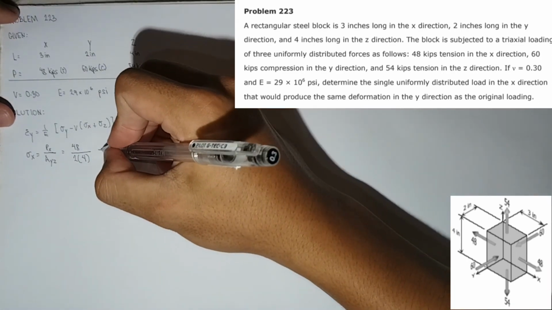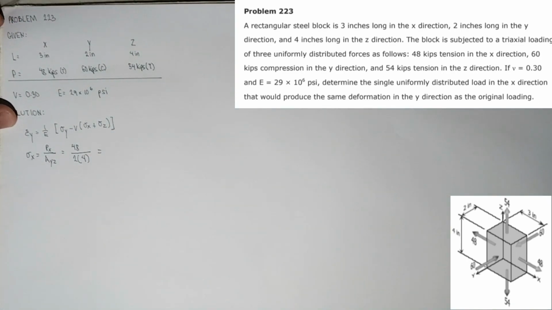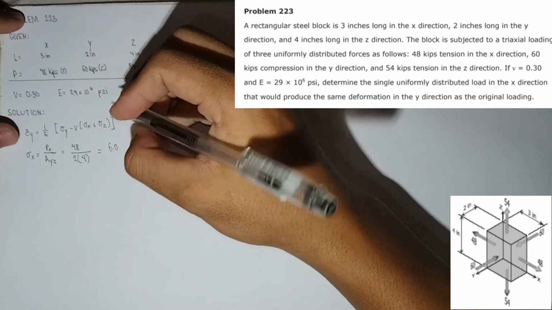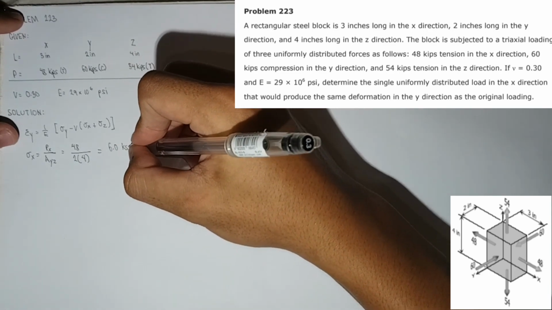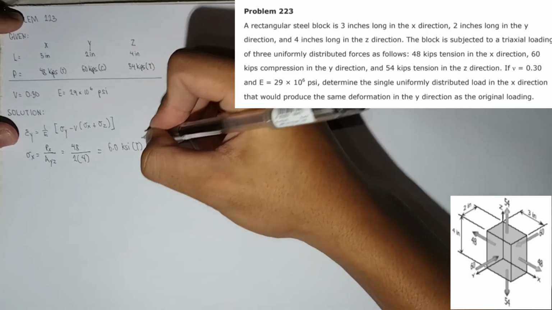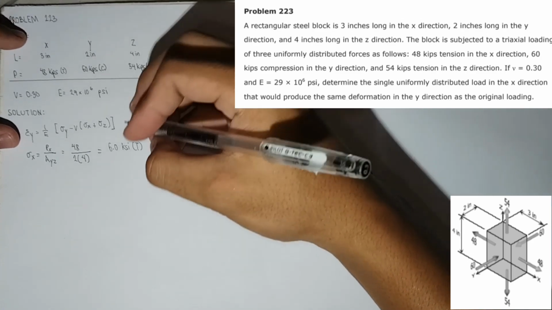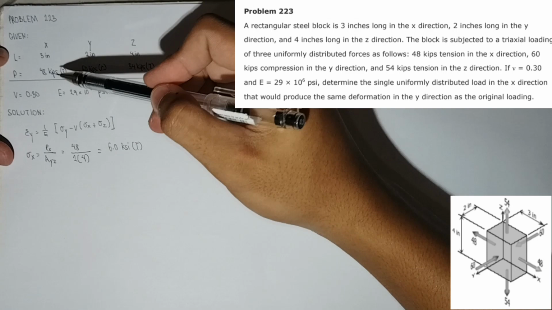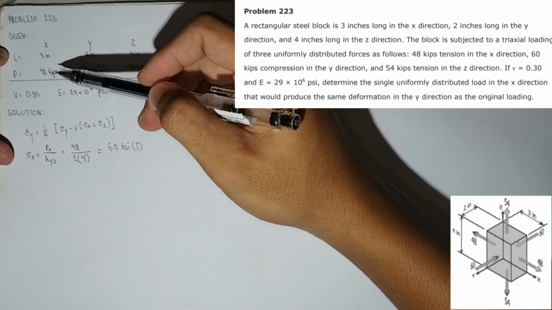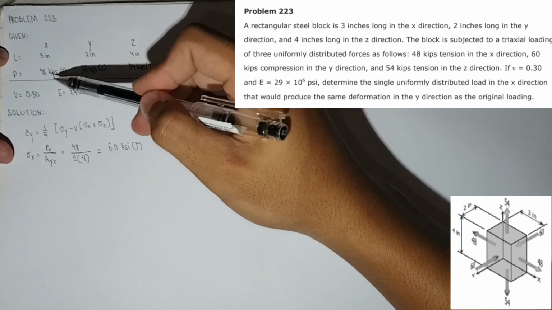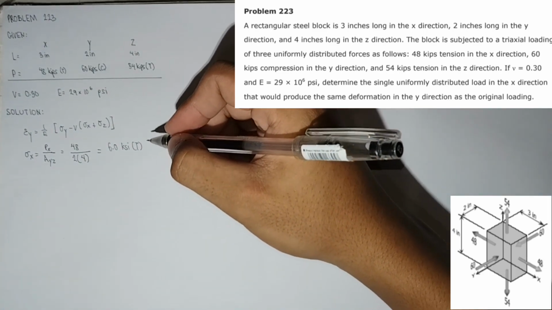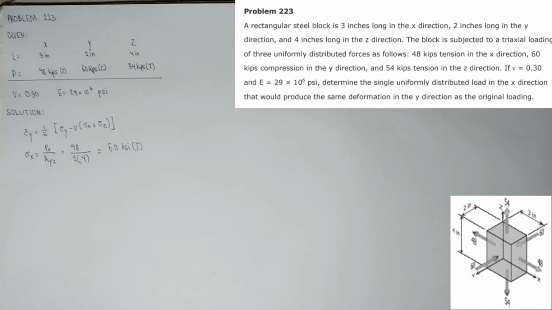So here, let's solve this. 48 over 2 times 4. Our answer would be 6.0 KSI and tension. This is tension, guys, because in the given, in the X direction, we have a loading of 48 kips tension. So the answer here is also tension, since it is positive.